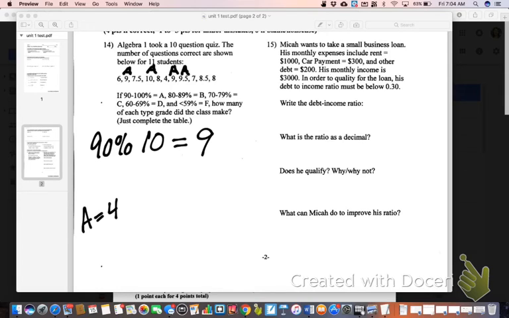I'm going to make myself kind of a makeshift table right here. So then to get a B, you needed to get at least an 80%. So 80% of 10 is 8. So I'm going to go through here and mark the kids who didn't get an A that I've already counted, but who got high enough to get a B, so an 8 or greater. So I got 1, 2, and 3 Bs.